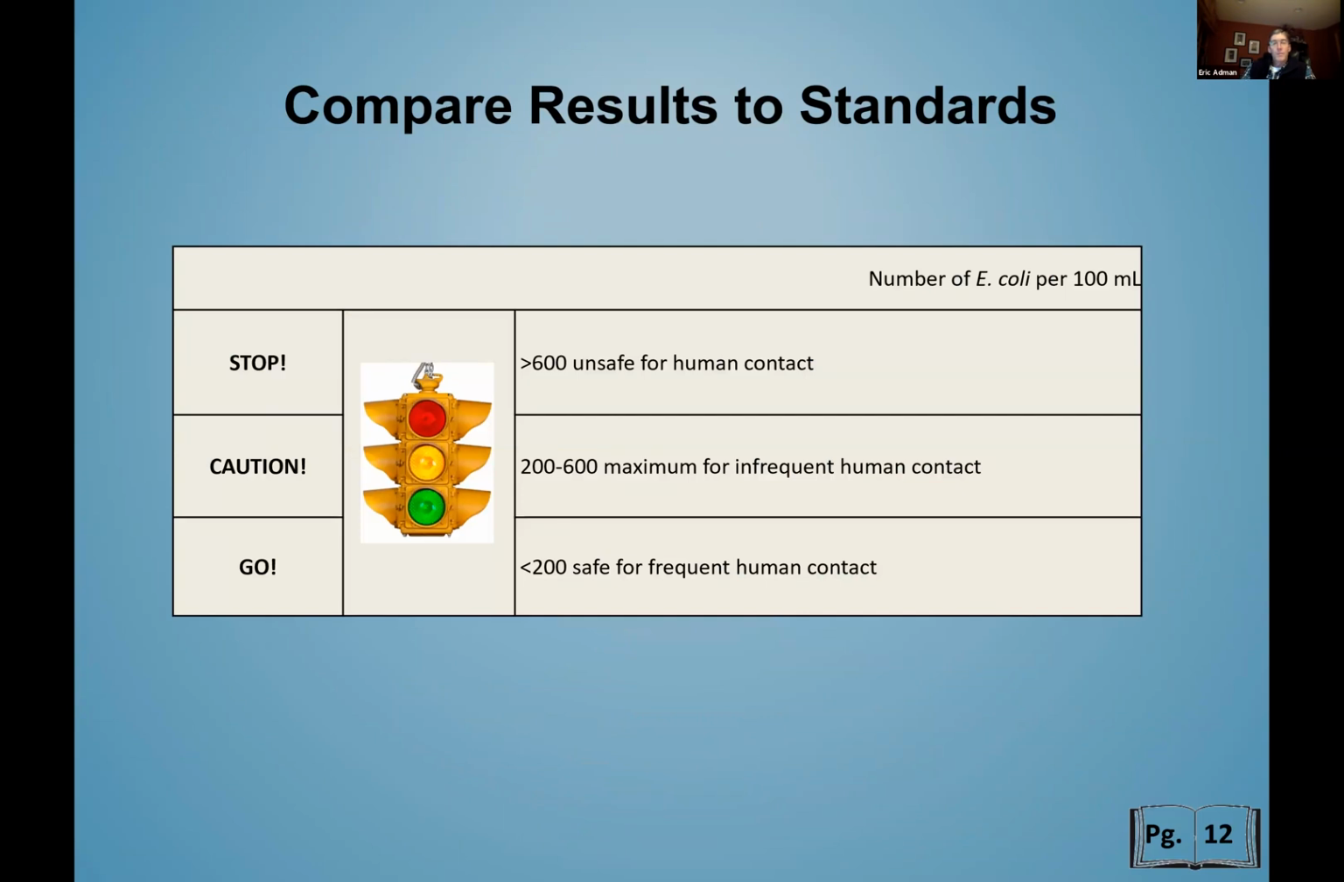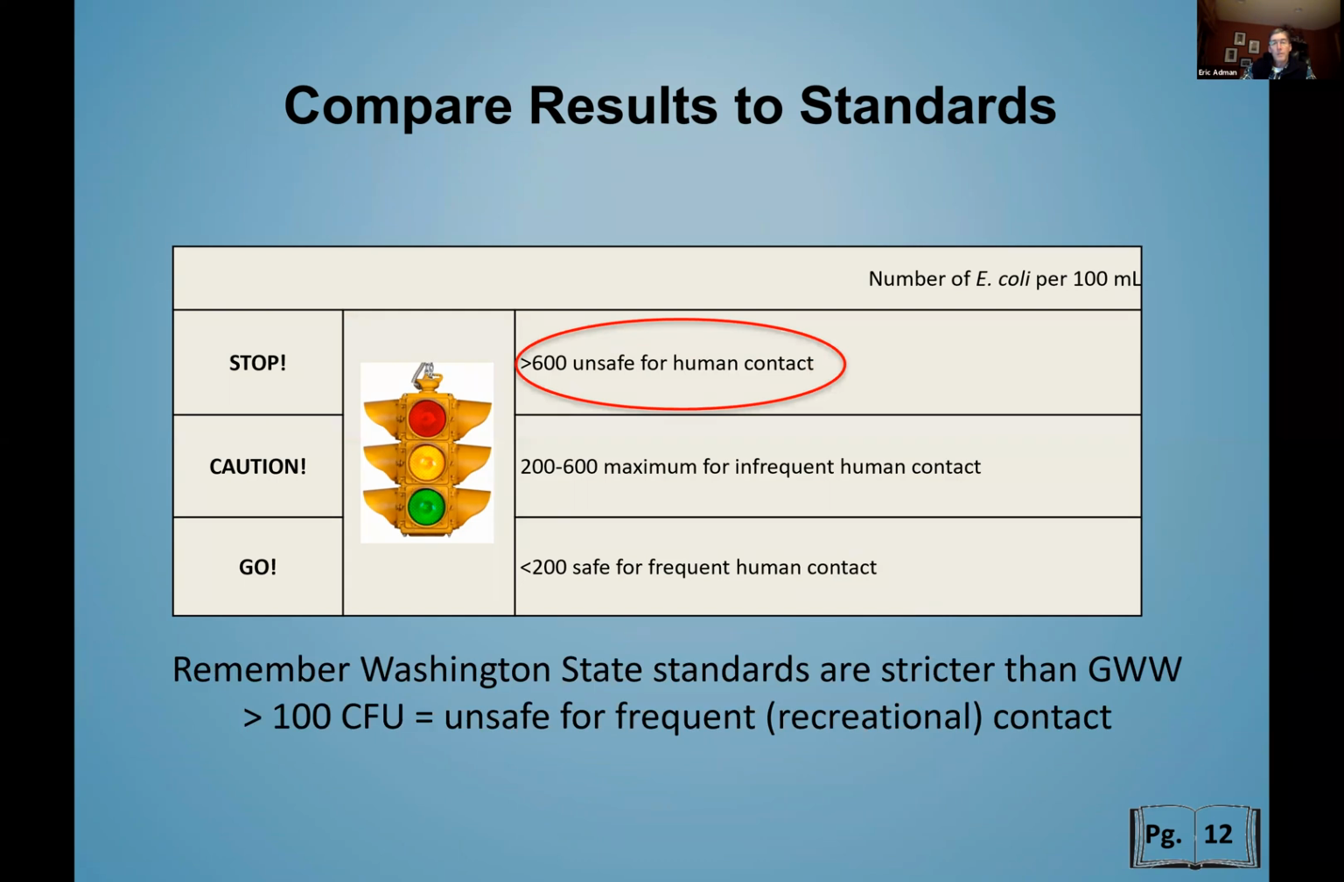Then once we've counted, we're going to compare our results to the standards. For us, we're going to use Washington State standards, which are stricter. We're going to compare it to 100 CFU, and decide if it's safe or not.